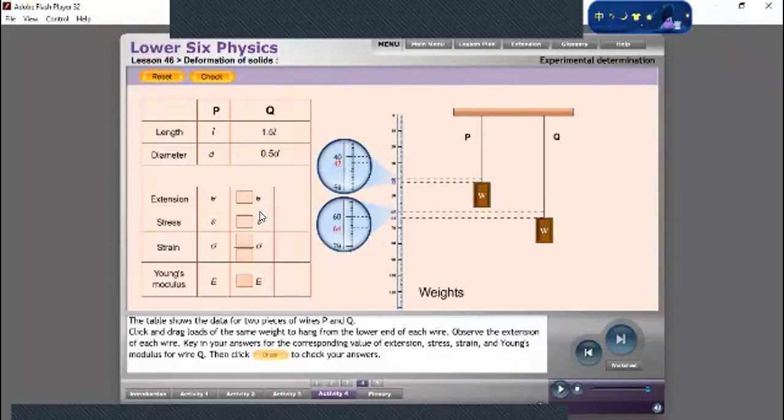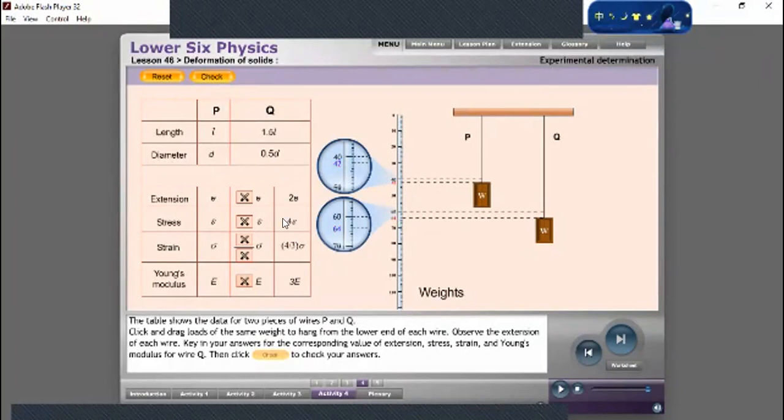So how about the extension? Two pieces of wire, P and Q, with loads of the same weight hanging from the lower end of the wire. They are using the same material. So directly from here, the extension e of P is 2 cm, right? And for Q, the extension is double.